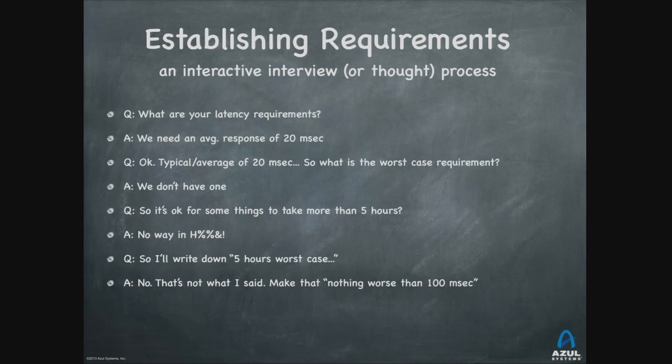How much is an average, typical 20 milliseconds? How fast do you want to be fast? How often? All the time? Yeah, that's usually what the requirement is, but that's the next step.